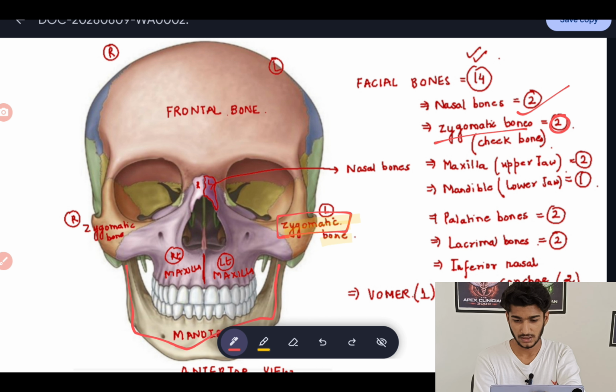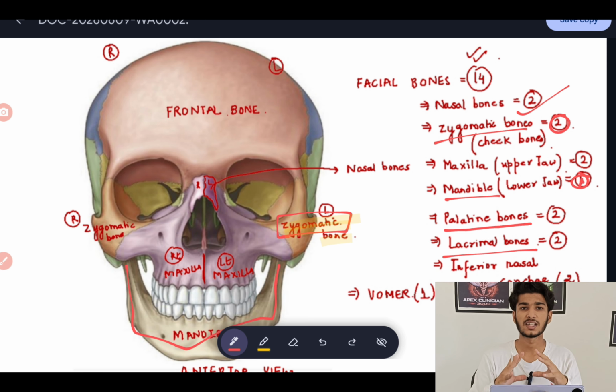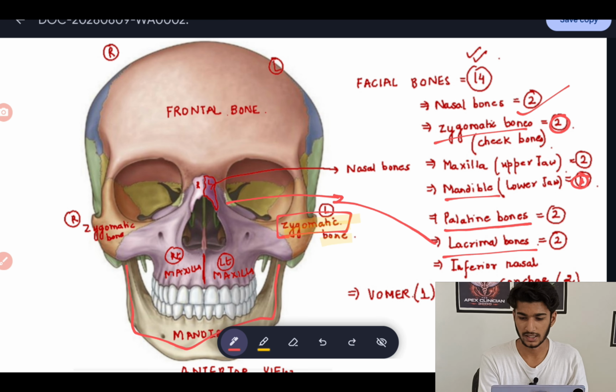After that, you can see this palatine bone. It is also present in pair. After that, the lacrimal bone near the eye region, which has the pair of lacrimal glands as well, which helps in the production of tears. That is the lacrimal bone. These are also in pair, so you can write it as two.